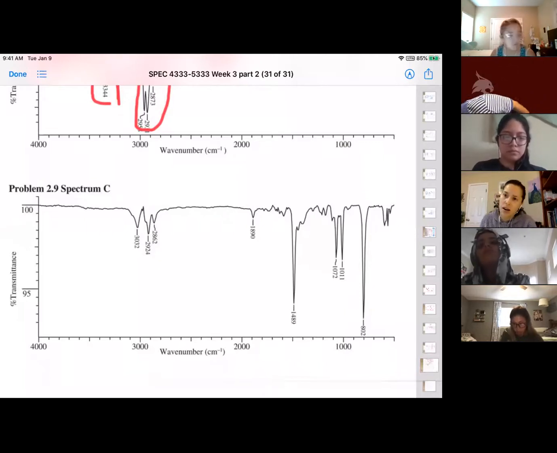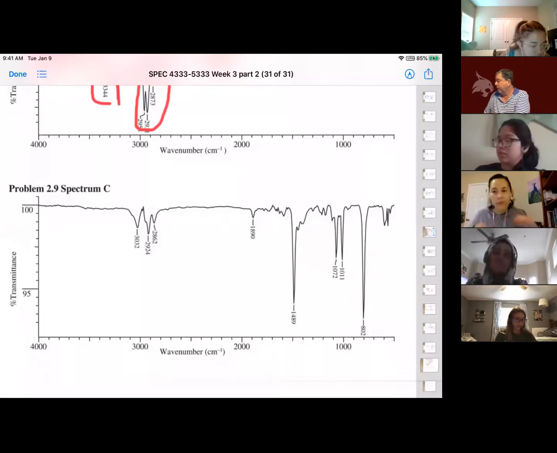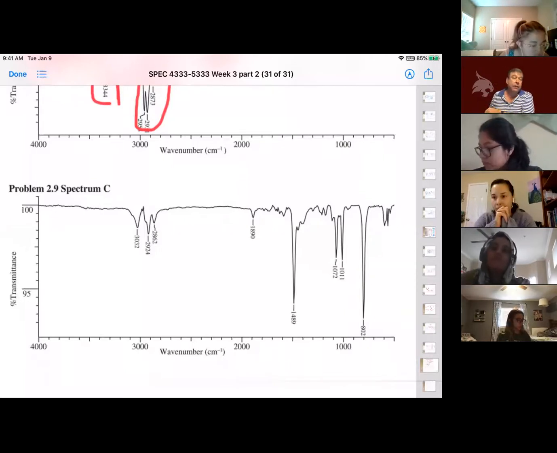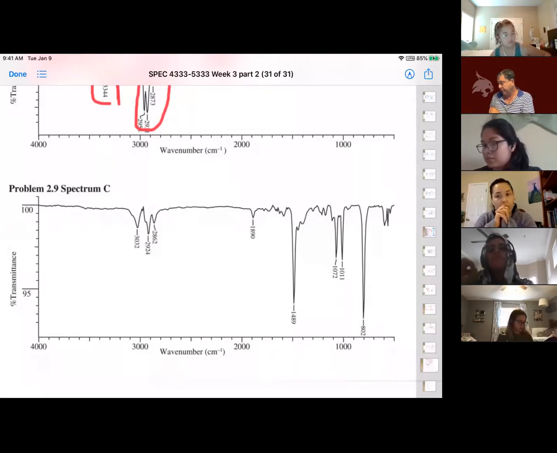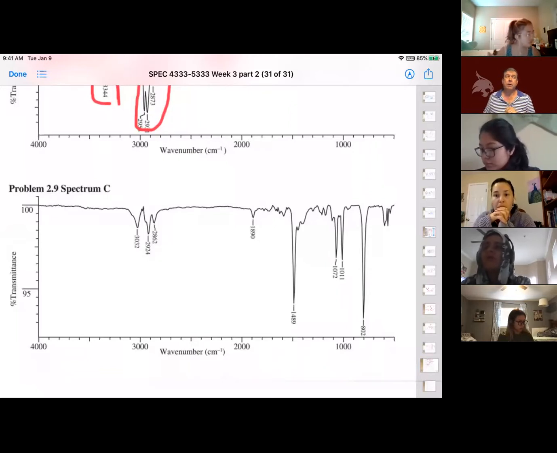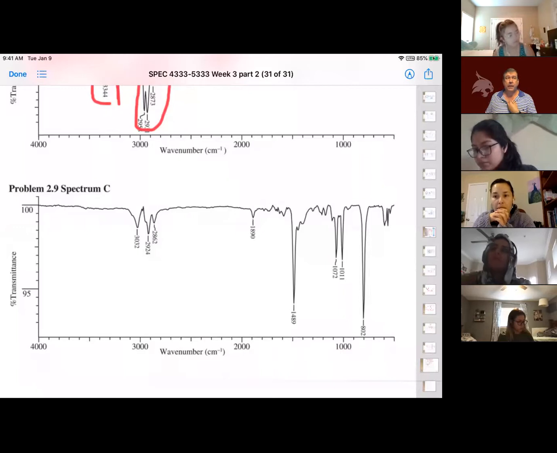I don't know. Let's go to our little book here. There are probably 15 different things that can be 1890, but we can eliminate a lot of those by what we see. Is it a carbonyl conjugated with a double bond? Most carbonyls are very strong. I would consider that a weak peak, so it's probably not a carbonyl. Let's see, what else would be in that range?